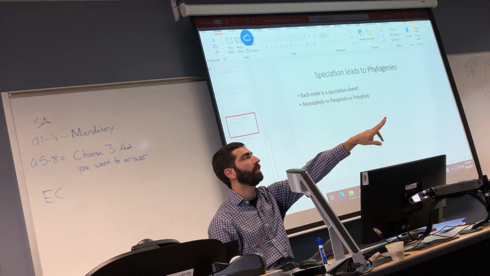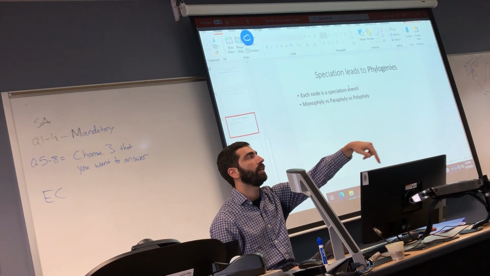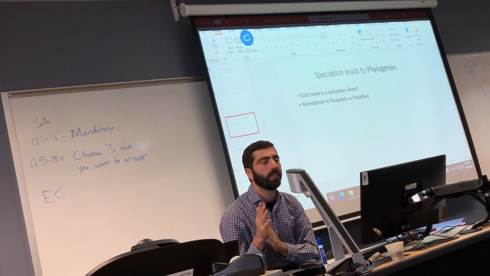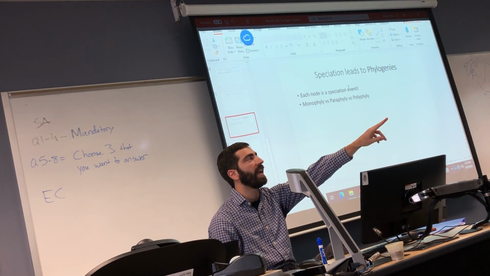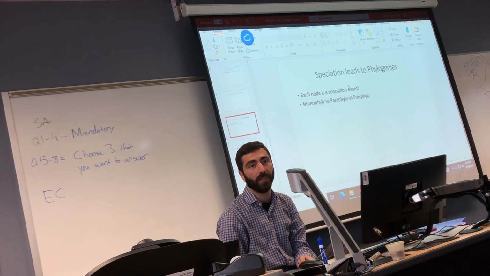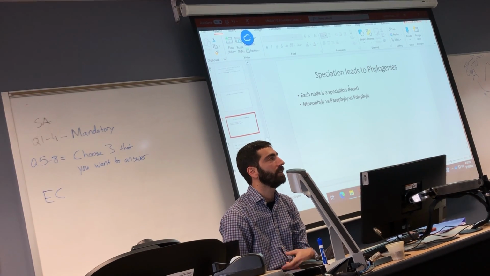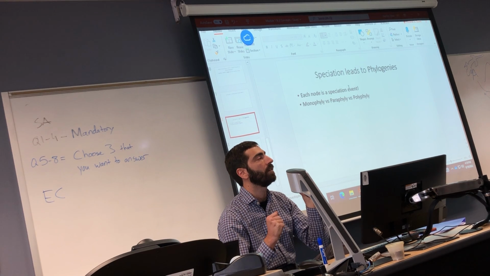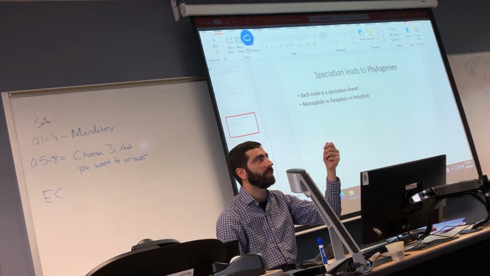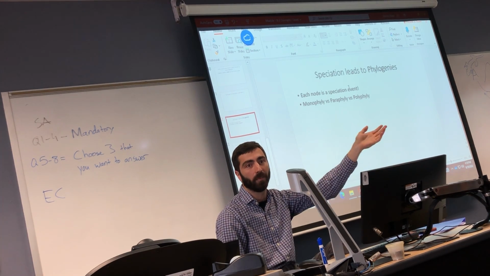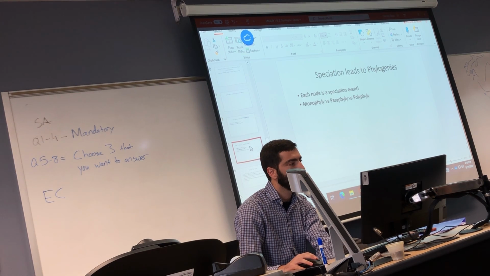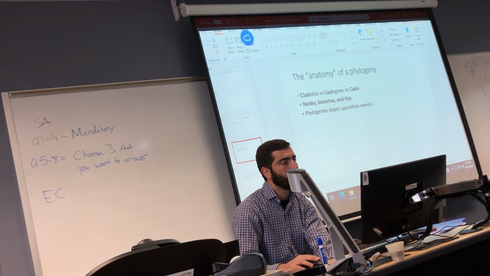So if you see a phylogeny like that, if I were to ask you which species is most closely related to species A and B, you should be able to answer that from that phylogeny. If I were to ask you which species is most distantly related to species A and B, species D, E, or F, you should be able to answer that. But yeah, you won't have to draw a phylogeny.